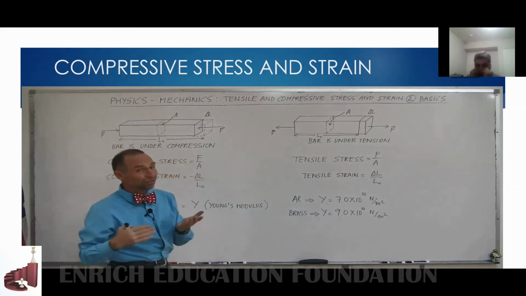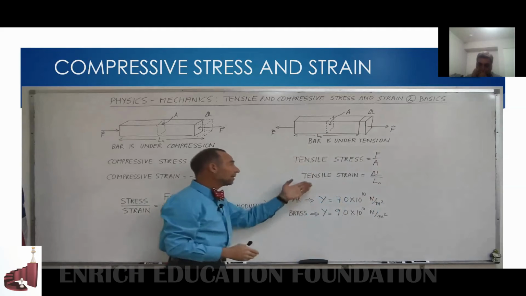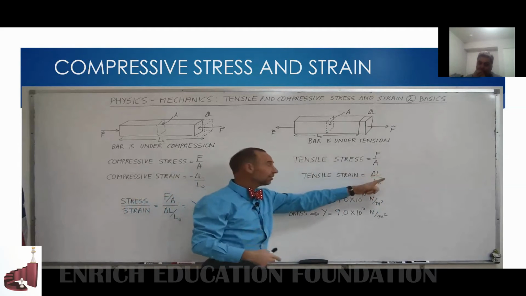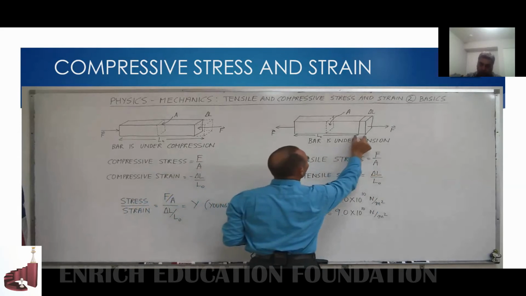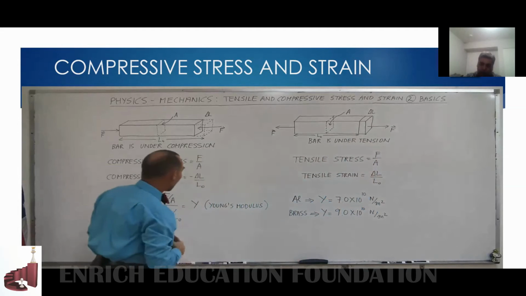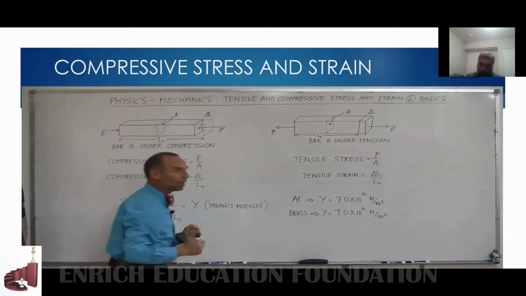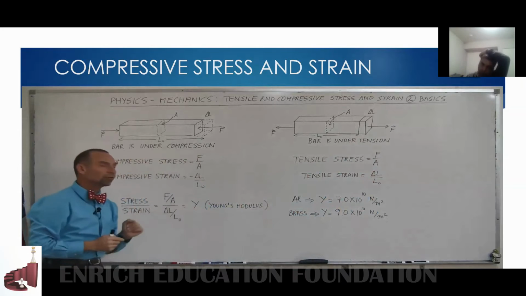So tensile stress is defined exactly the same way. It's force divided by area. And the tensile strain is the deformation, in this case the length, divided by the original length. Notice here it will be a little bit longer, so delta L is therefore positive. And if we find the ratio of that, stress over strain, it doesn't matter if it's compressive stress and strain or tensile stress and strain, the ratio means exactly the same thing and still will be the Young's modulus.